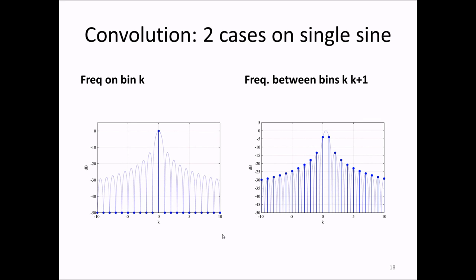We will now look at the convolution of the window and the true spectrum, and you will see how it works for a pure sine wave. So first, for a sine which has a frequency coinciding with a frequency line, we will see in the next slide what the leakage effect will be. Second, we will look at the other case where the true frequency is right in the middle of two frequency lines.